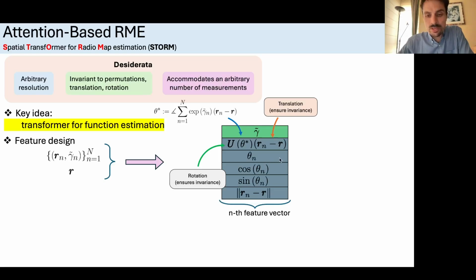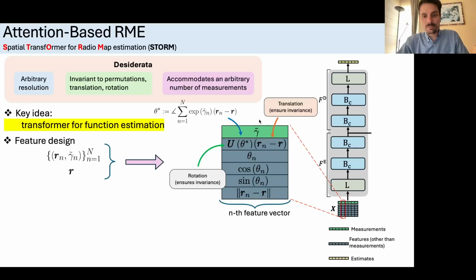And then we also add the polar and Cartesian coordinates of the normalized measurement locations, and this is a way of complementing this information with cooked pieces of information that the transformer does not need to learn. We are essentially facilitating its understanding of the measurements, right?